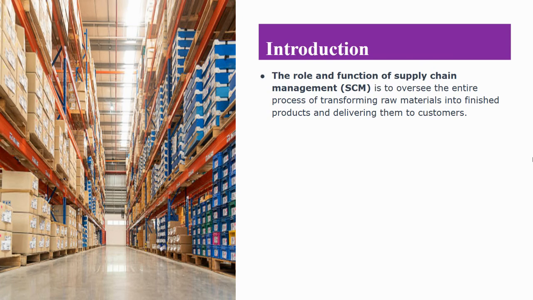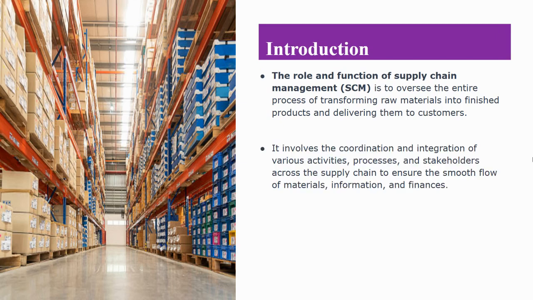To ensure that raw materials are transformed into finished products for customers' use, we need to go through a series of processes. And these processes we go through are the roles and function of supply chain management. Now, supply chain management has to do with coordination and integration of various activities. So it has to do with operation, information workflow, and several other components that we need to look at.